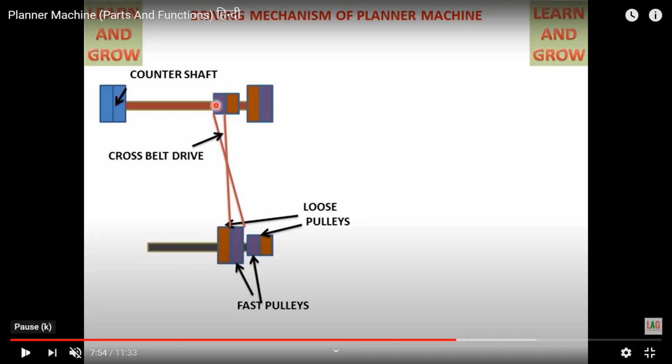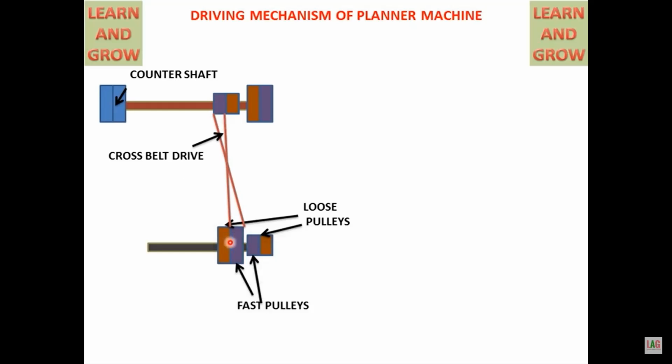Okay. Next, you can see here the pulleys are connected, and these are the straight belt drive or the open belt drive. Okay. So the pulleys on the counter shaft and the pulleys at the bottom will rotate both in the same direction. Okay. So these two belt drives are the commonly used belt drives.